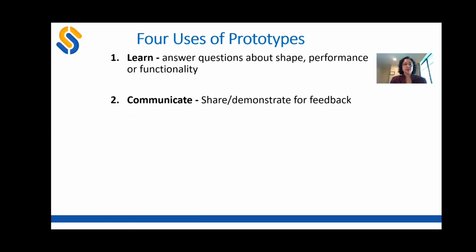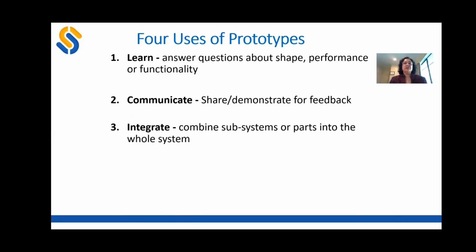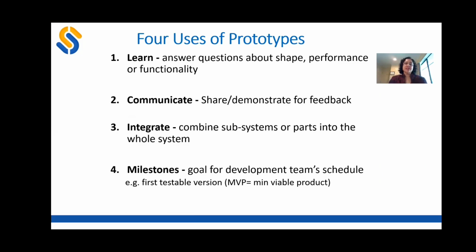Then there's integration, which is combining different parts into a whole just to make sure that it fits properly and it's compatible. And also as a milestone in your schedule of development. So it's one goal that you've reached where you come to the prototyping stage. Remember we had the double diamond, and now we are focusing on prototyping. And sometimes the first prototype that you can share is also referred to as a minimum viable product or MVP.